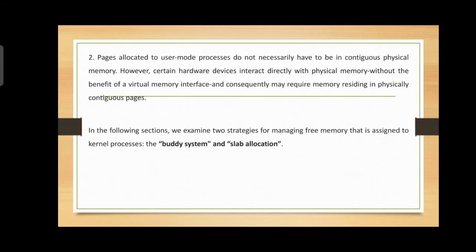And second, pages allocated to user mode processes do not necessarily have to be in contiguous physical memory. However, certain hardware devices interact directly with the physical memory without the benefit of a virtual memory interface, and consequently may require memory residing in physically contiguous pages. In the following sections, we examine two strategies for managing free memory that is assigned to kernel processes: the buddy system and the slab allocation.